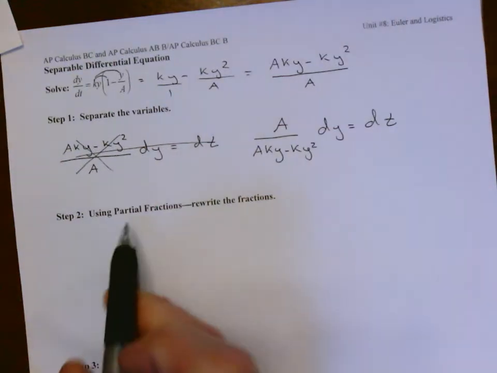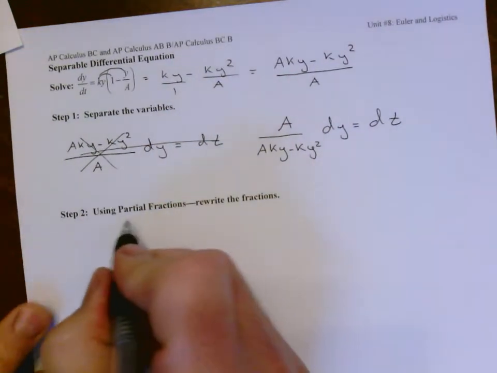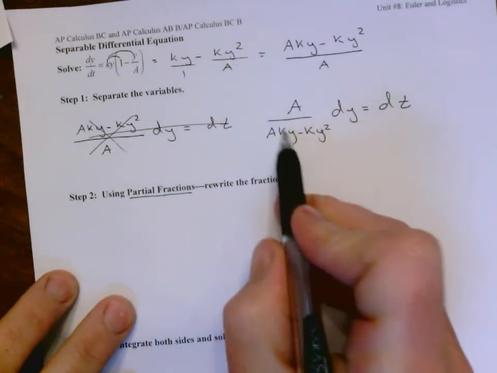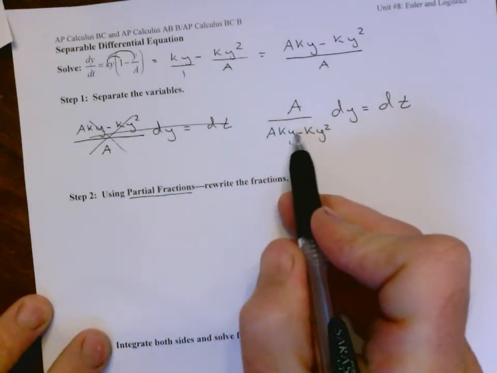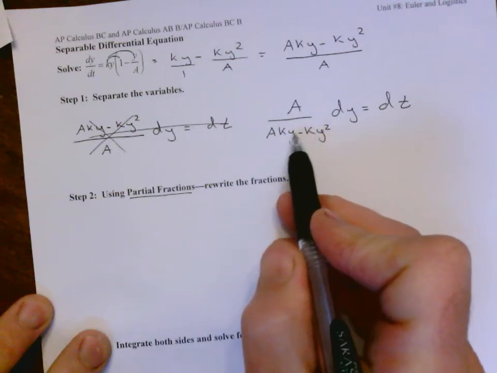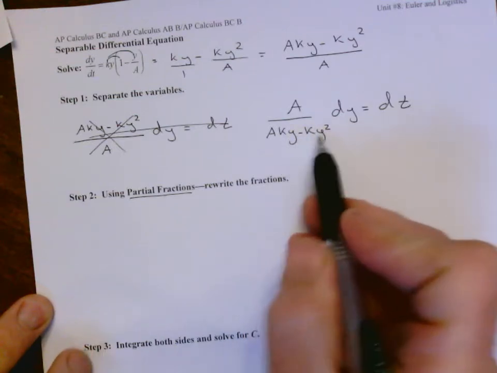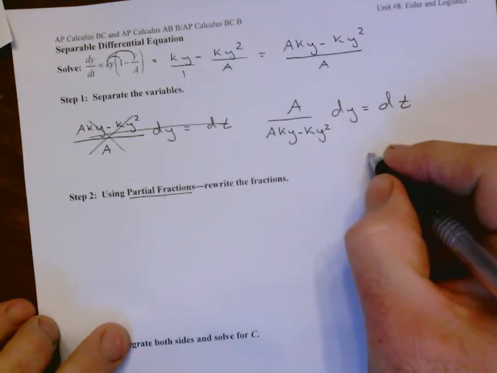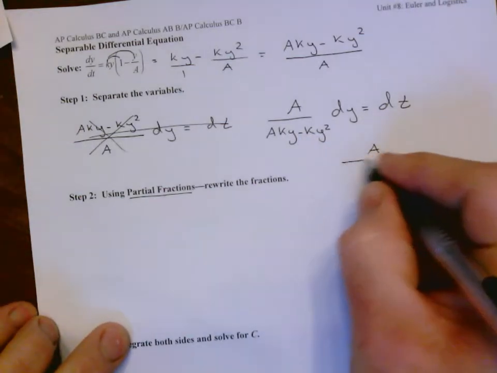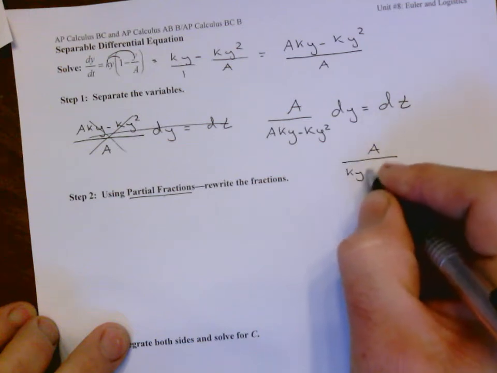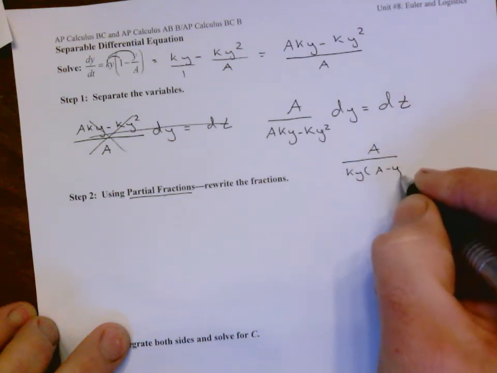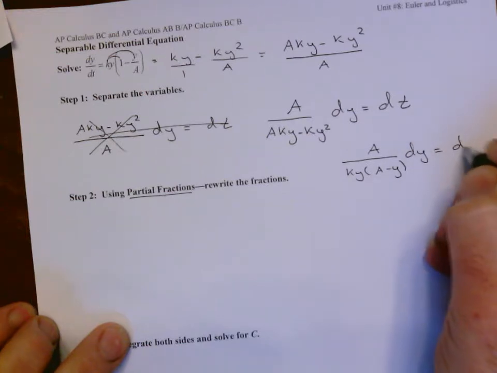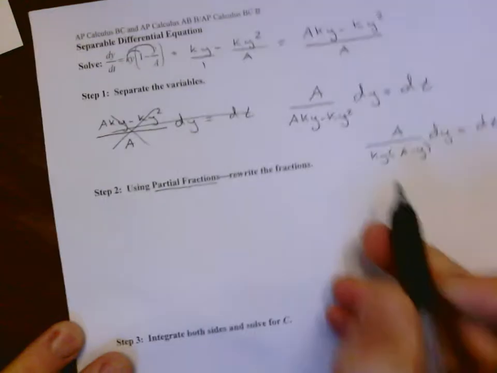Now what I want to do is using partial fractions, yes, partial fractions, I'm going to rewrite the fractions. So I know I need to do partial fractions in this portion, so I have to figure out how to do this. And remember that one of the best ways to do this is factor what's on the bottom. So I'm going to go ahead and do that. So factoring what's on the bottom here, I can take a ky out of both of these, and I'm left with a minus y dy is equal to dt.